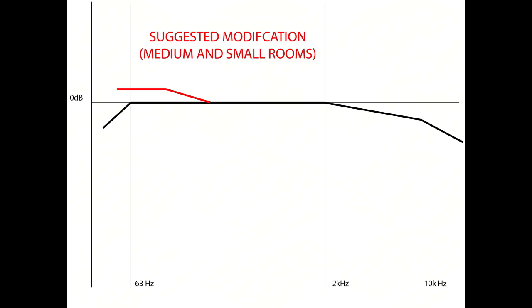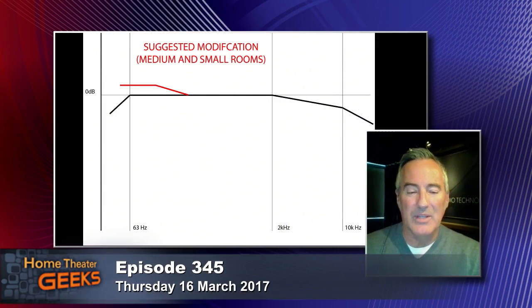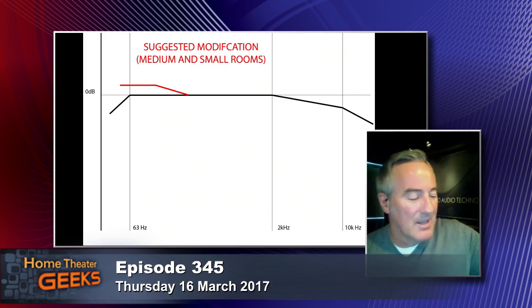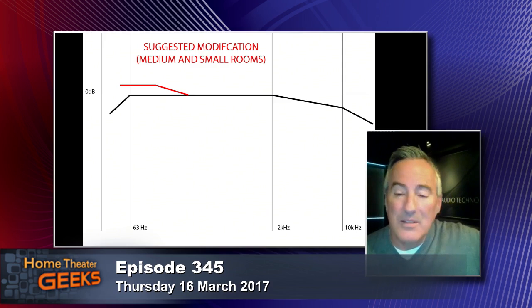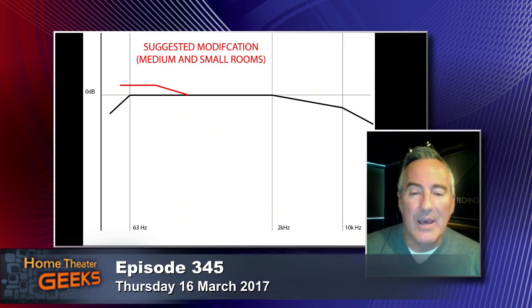So let's define the zones real fast. I like to think of the bass as 100 hertz and down. Mid-range is 100 to 500, and Siri just thought I talked to her. 500 to 2K is the mid-range, and then 2K and above is what we'd call treble.